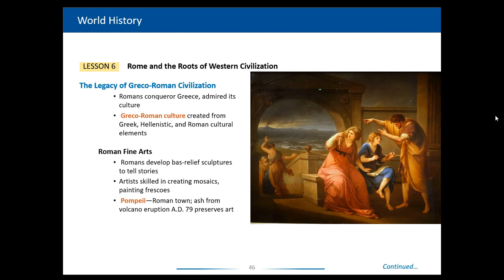And if you look at this picture here to the right, this is a depiction of what was happening when the ash from the volcano eruption happened in the city of Pompeii, and it killed all of the people there, or many of the people there, in 79 AD, and it was preserved in art.